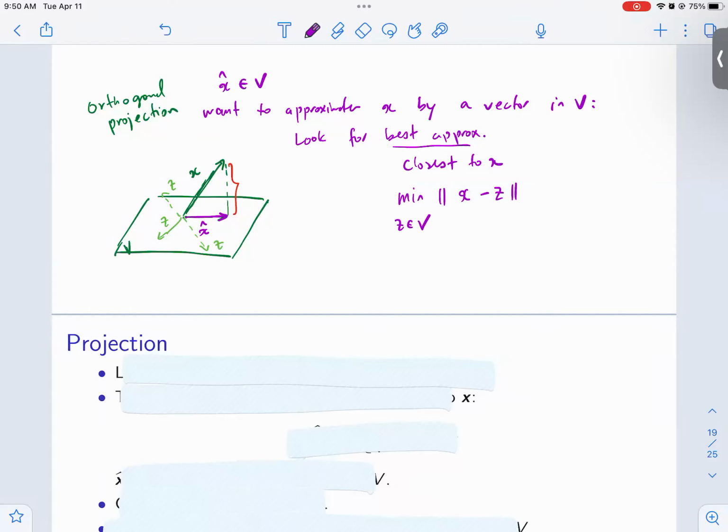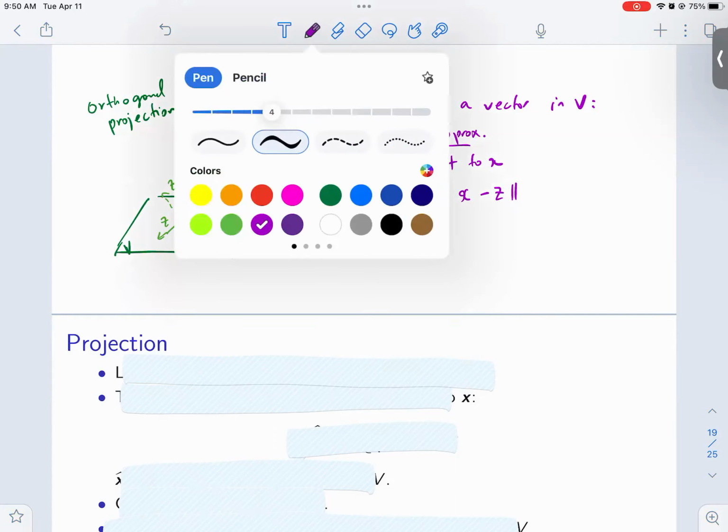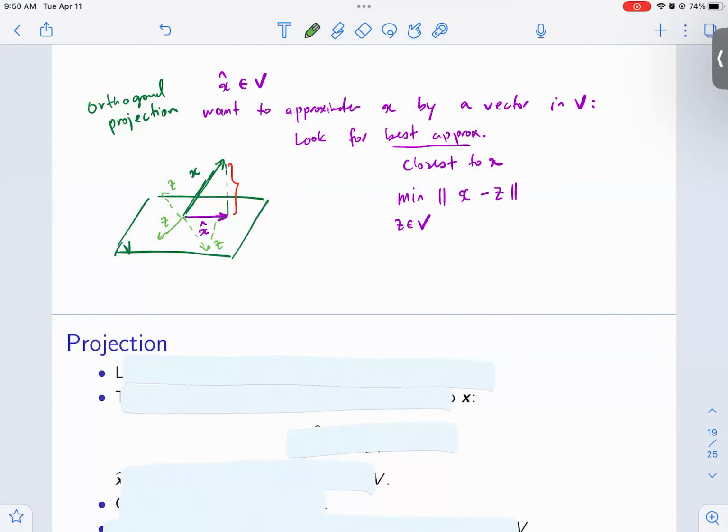So the distance, X minus Z, would be this difference. The norm would be basically the distance between Z and X, right? So the length of this, or the length of that. So this is the distance between the approximation, which would be Z, and X. So we want to minimize this, okay?